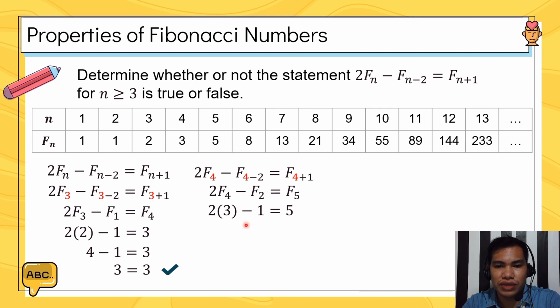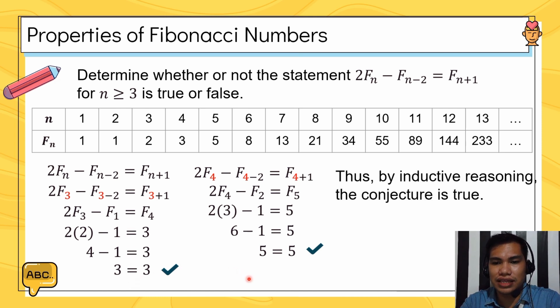2 times 3 minus 1 is equal to 5. 2 times 3, that is 6 minus 1, that is equal to 5. And yeah, that is correct. Napakita naman nato nga correct siya. So, sa atong conclusion, thus, by inductive reasoning, the conjecture or our statement, 2 f sub n minus f sub n minus 2 is equal to f sub n plus 1, that is true. Sige. Let's have our last example.